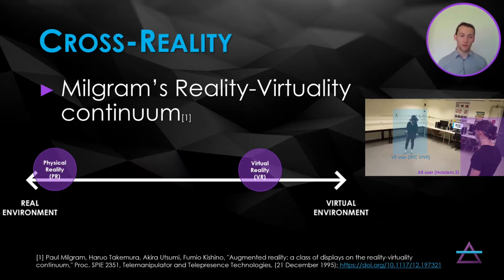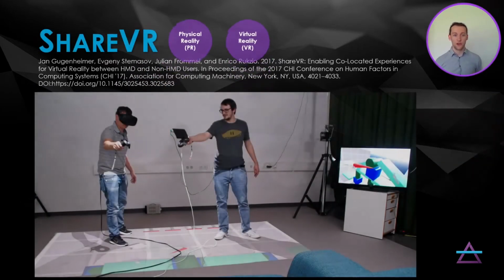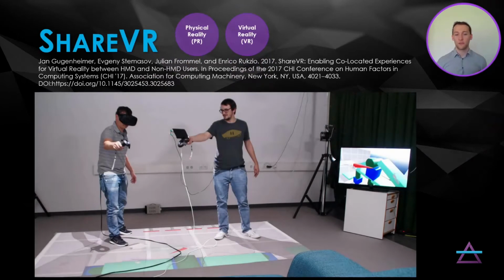The interaction between non-immersed users and VR users has been researched before, for example in Share VR, which presents a system involving a spectator screen, a floor projection, and the handheld monitor to enable non-immersed users to interact with VR users. This system was successfully used to implement a variety of games.